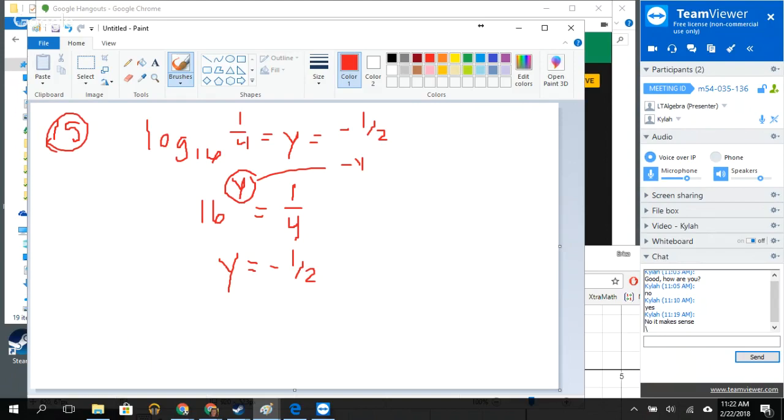So if you're dealing with a logarithmic function that equals a fraction, then most likely you're going to need a negative exponent in order to help you out.